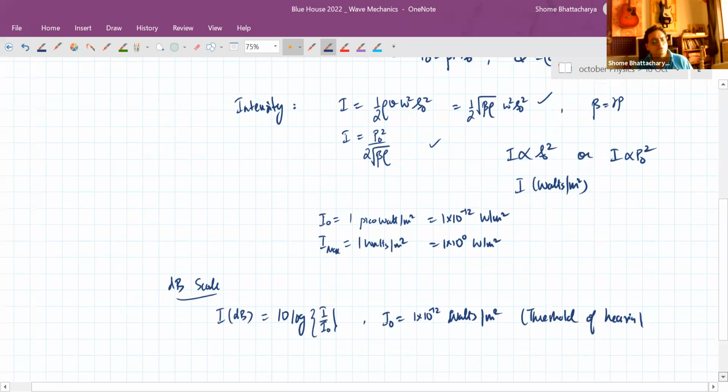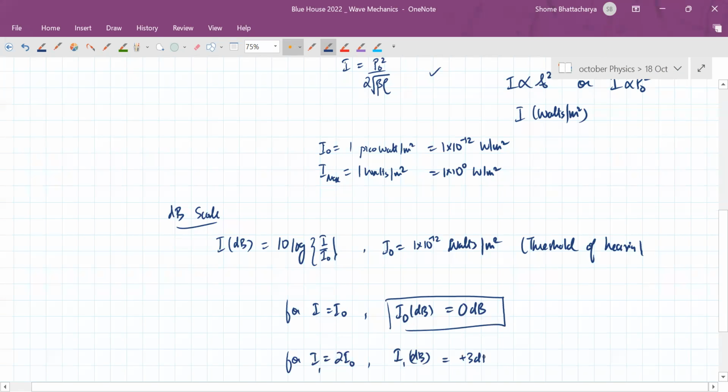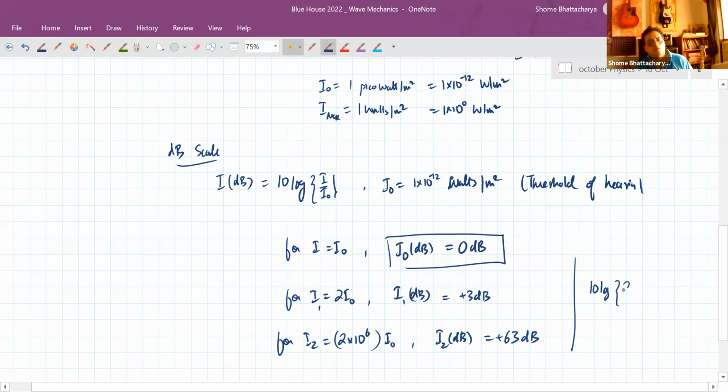So you can see that if you replace I with I naught in the decibel scale, it becomes 0 decibels because log 1 is 0. But if you take an intensity of 2 times I naught, in the decibel scale it becomes 3 decibels because you doubled it. Then, for example, if you take an intensity of 2 × 10⁶ times the threshold of hearing, in the decibel scale this becomes 63 decibels, because 10 log (2 × 10⁶ I naught / I naught) gives 10 times (log 2 plus log 10⁶), so 10 times (0.3 + 6). That's how it becomes 63 decibels.